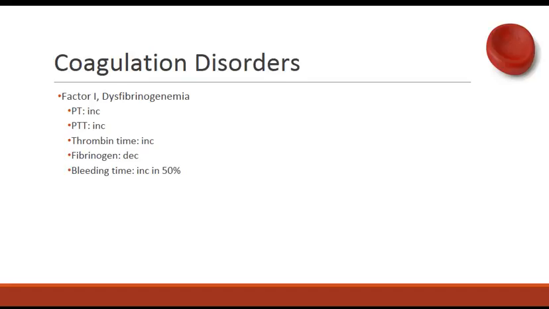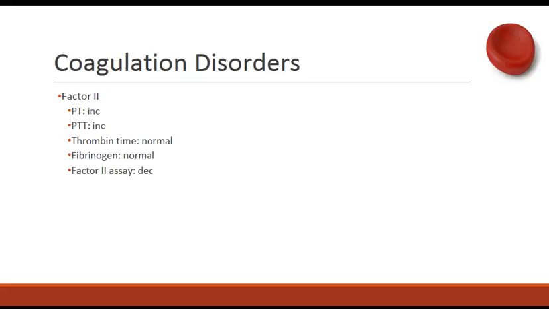Since factor 1 is found in the common pathway, both the PT and the PTT are increased. Fibrinogen is decreased and the bleeding time is increased in half of the cases. Even though this is not a platelet disorder, the bleeding time is still increased, which is significant for this deficiency.